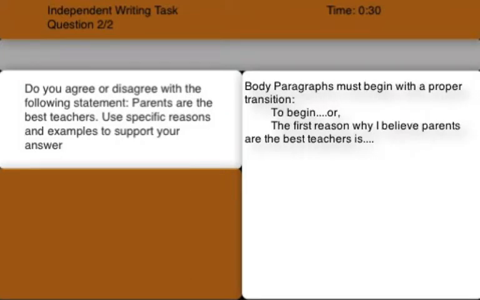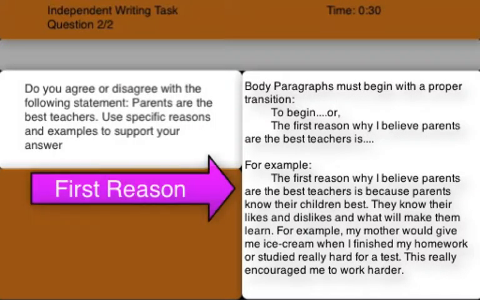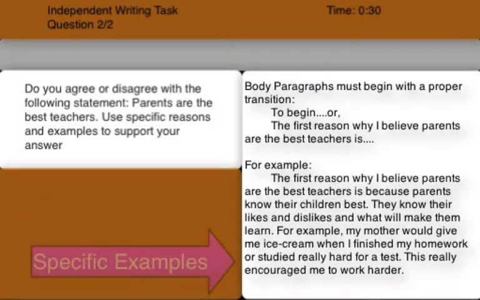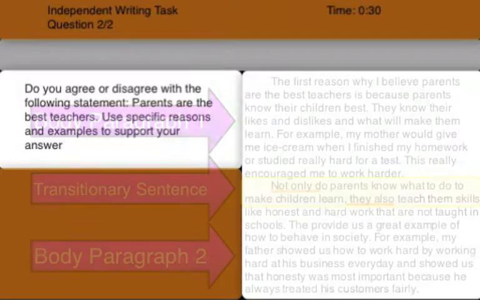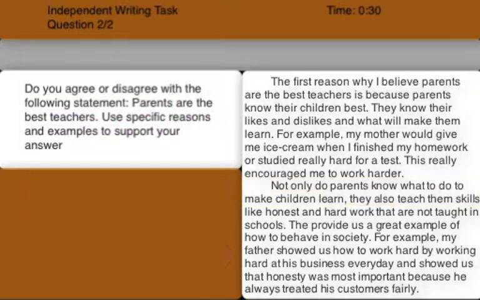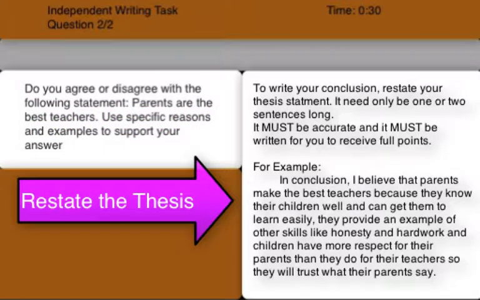Your body paragraph should begin with a proper transition in the topic sentence like "to begin" or "the first reason why I believe," and then go directly into that first reason. Don't forget to add the explanation and specific examples after your major reason. Use transitionary sentences between your body paragraphs. To write your conclusion, simply restate your thesis statement. The conclusion need only be about 1 or 2 sentences, but it must accurately restate your opinion.